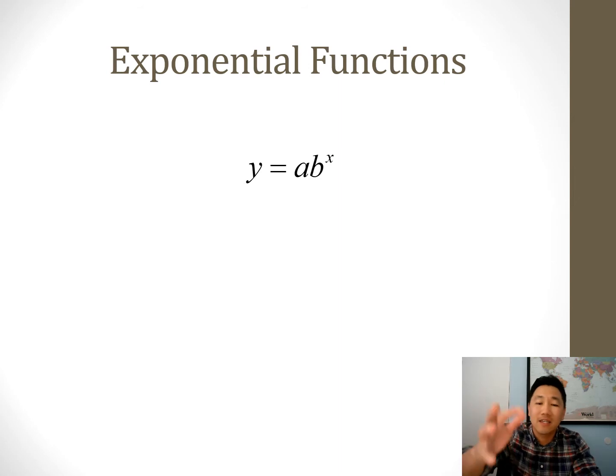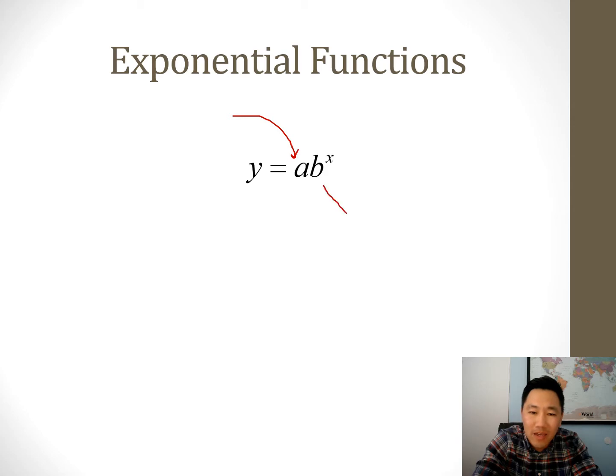Let's look at the parent function. Y equals a times b to the x. That's just the general equation of an exponential function. A is just a constant, the number in the front. B, we call that the base. And then, of course, x is the exponent. All right.